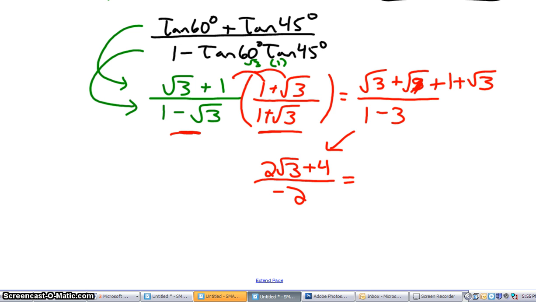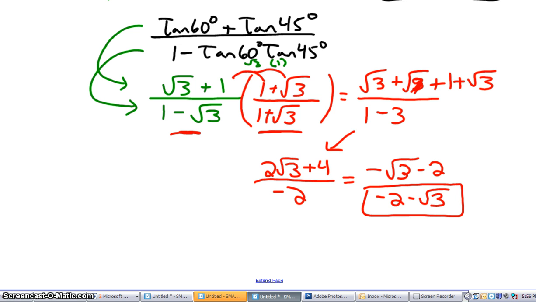Of course, we can simplify everything by factoring out a negative 2, which would give us negative radical 3 minus 2, or negative 2 minus radical 3 in descending order. So our best answer is the negative 2 minus the radical 3 as a complex number.